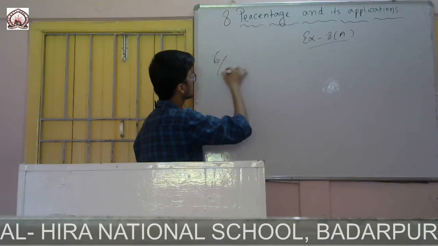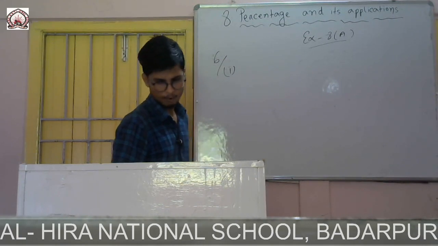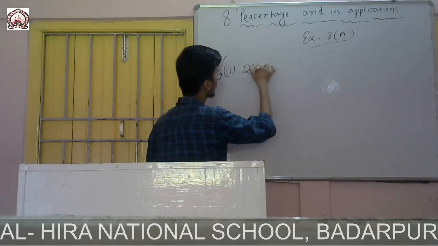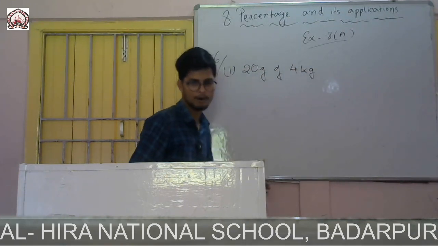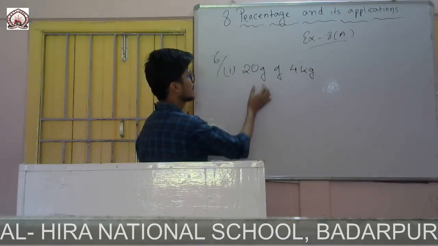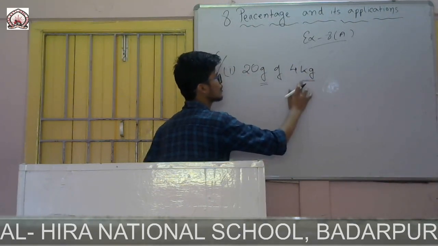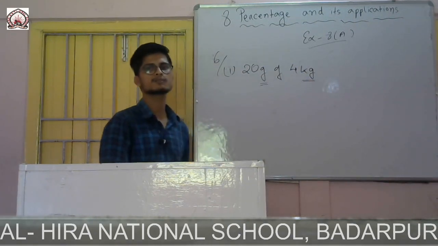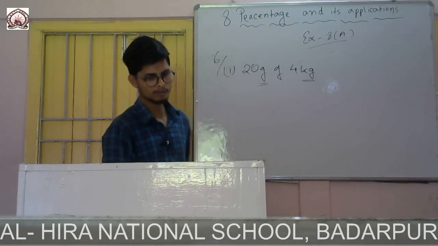Question number 6, Roman number 1. It is given 20 gram of 4 kg. So you see, here the unit is gram, there it is kg. So first of all, I have to convert this one. 1 kg equals 1000 gram. 4 kg will be 4000 gram.